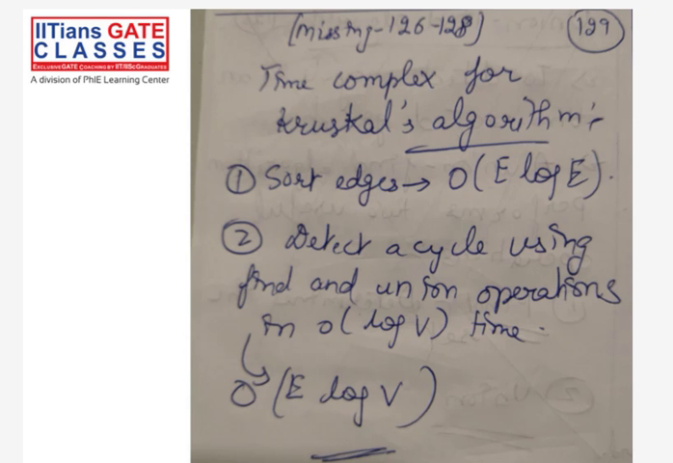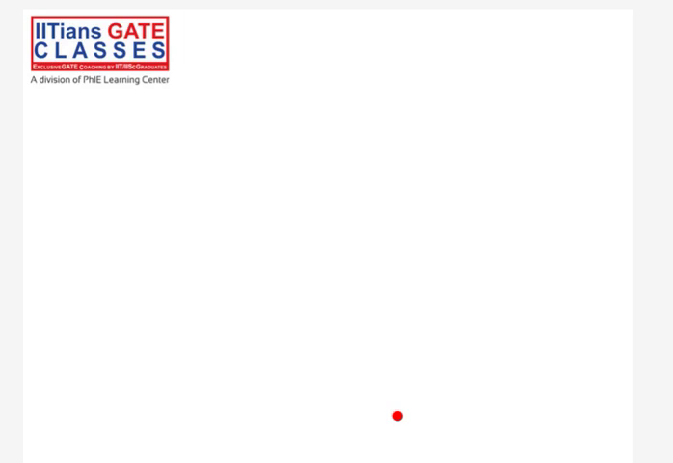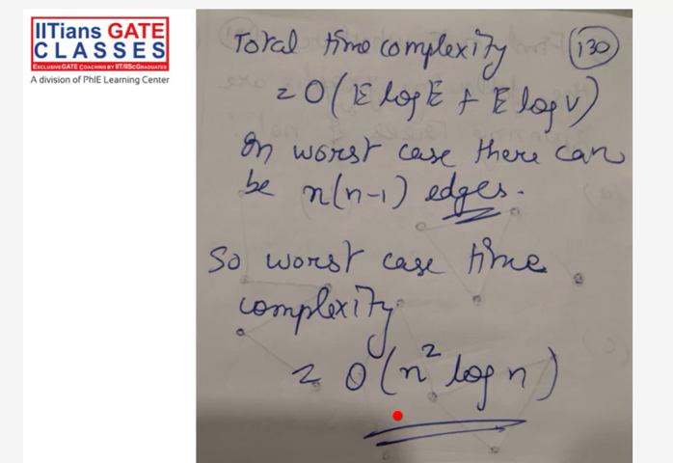Alright, so this is what I've just discussed. If you use find and union operations, this becomes order E log V. And this is the total complexity which I've discussed.